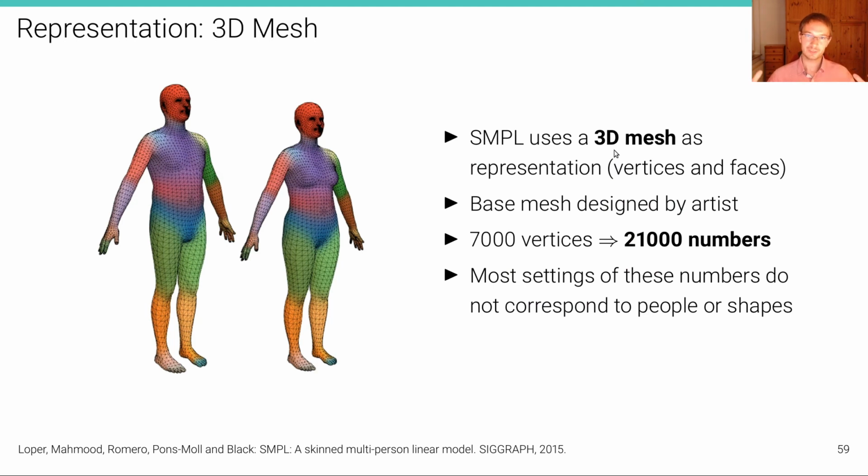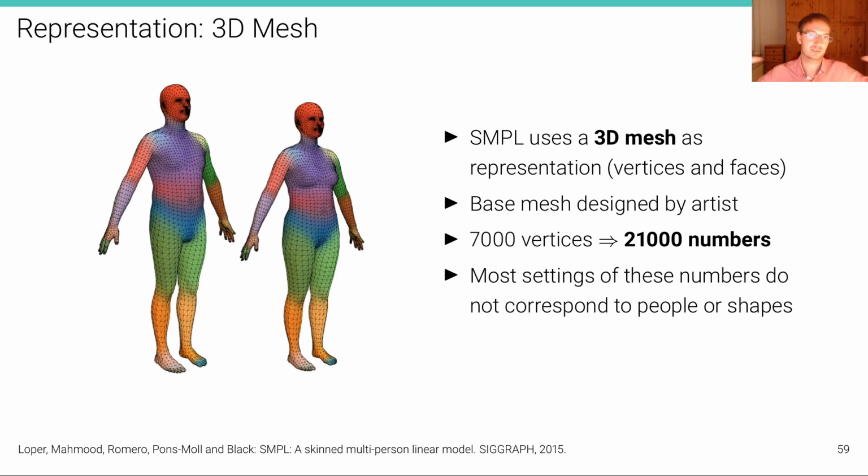So let's now look at the technical details of this model. SIMPLE uses a 3D mesh as an output representation. And as we know, a mesh is represented through vertices and faces. The base mesh is designed by an artist to match the majority of human bodies well. And the mesh has 7,000 vertices, which yields a representation with 21,000 numbers. Each vertex is a 3-dimensional vector. And so we have 21,000 numbers to represent the human body.